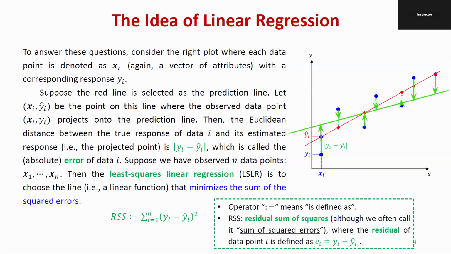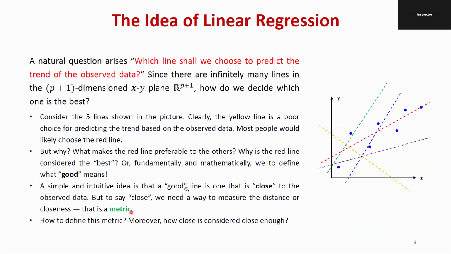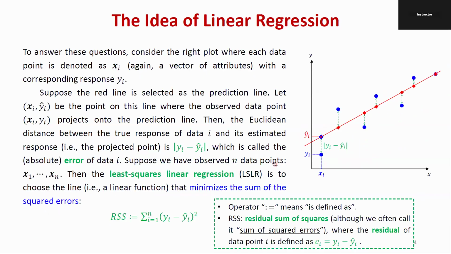So here, recall again that we said we want to choose a line closest to these given data points. So closest can be interpreted as what? To minimize the RSS. So that's the logic here. First of all, I need to define the metric. How to define a metric? I use this yi minus yi hat squared.